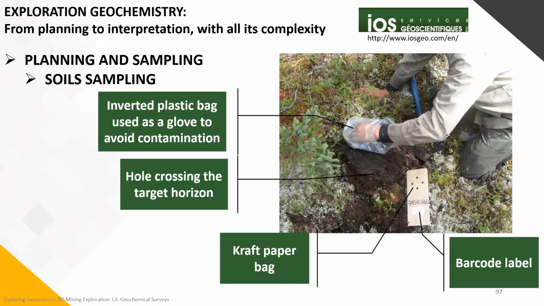So for soil sampling, the method is simple. We just use an inverted plastic bag as a glove. For each different sample, we use a different one to avoid contamination. We just dig a hole across the horizon that we need to sample. We transfer the material from the plastic bag to a craft paper bag, one per sample. We never use two for two different ones. And we include the barcode labels that are laid out in the field with the sample number, and transfer that sample number also onto the paper bag.